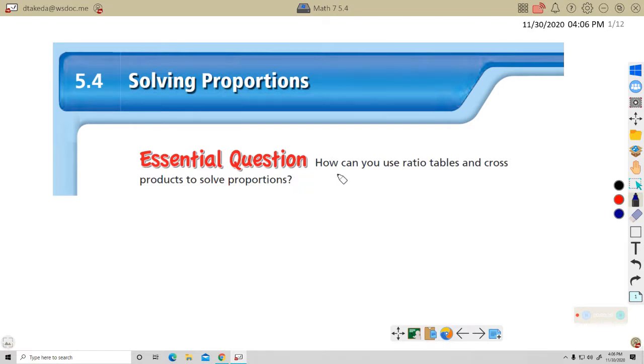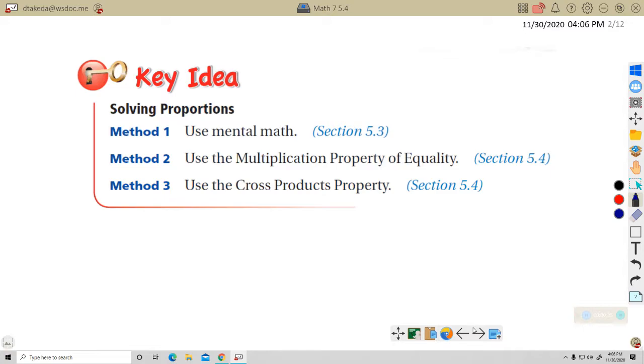Essential question: how can you use ratio tables and cross products to solve proportions? I already demonstrated this on an earlier episode, but let's take a look. You should be experts at this by now. Key idea: solving proportions using mental math. Since proportions say that two ratios are equal, they're essentially what? Equivalent fractions, right?